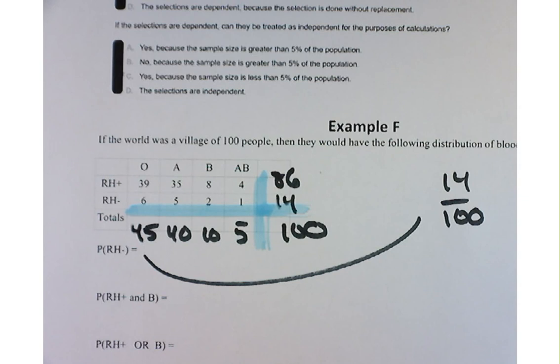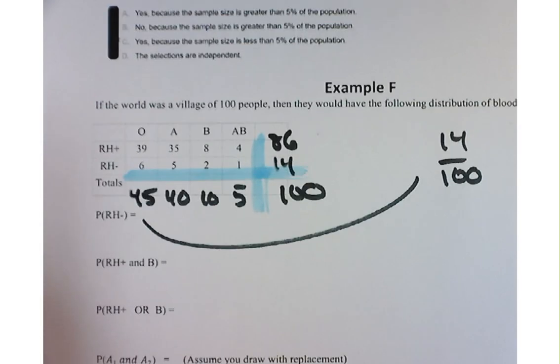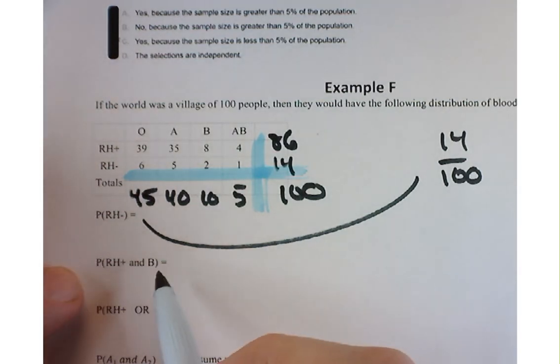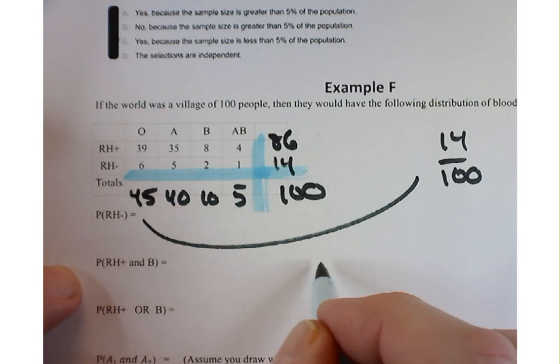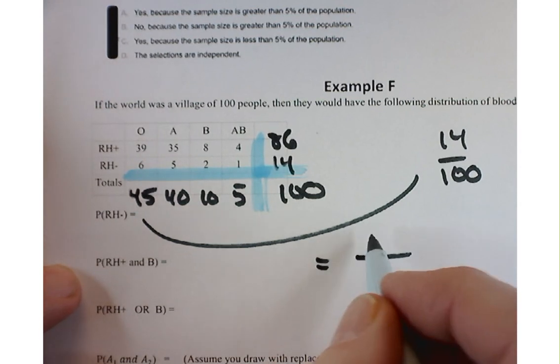How about this next one? What's the probability that somebody is Rh positive and has type B blood? So you want both of those things going on at the same time. Creedy, what you got for that one? They're Rh positive and B. 8. All right, thank you. 8 out of 100.